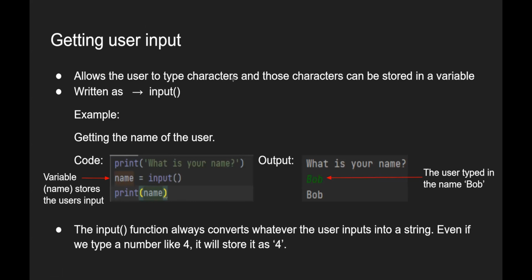So to get the user input, we just use the input function. So if we want to get the name of the user, we can just ask, what's their name? And then store their input in a variable called name. And then say print name, and then that'll print their name. So see here, if we did what is your name, and then typed in Bob, then it would print Bob because that input was stored in the variable name. So it will always store it as a string, but you can change it if you want.